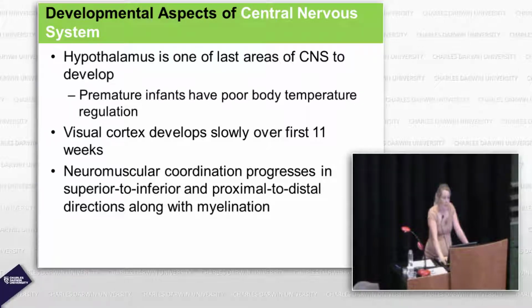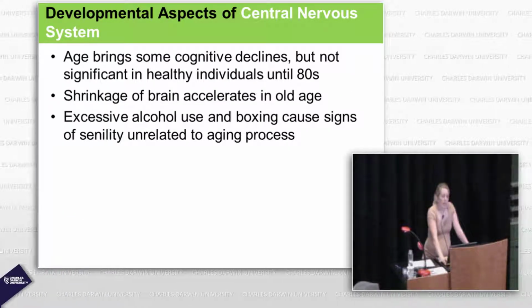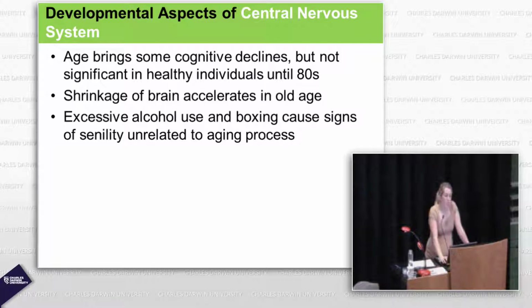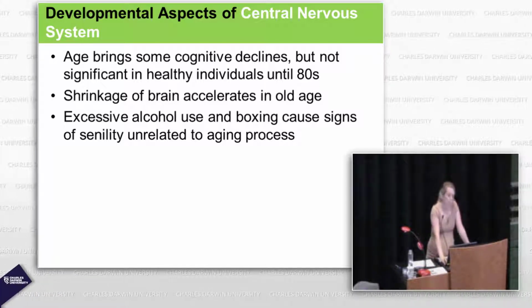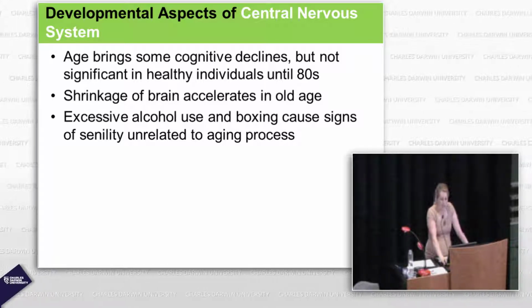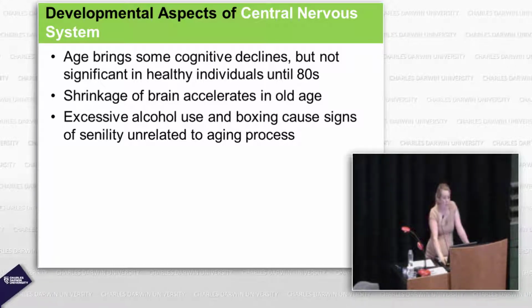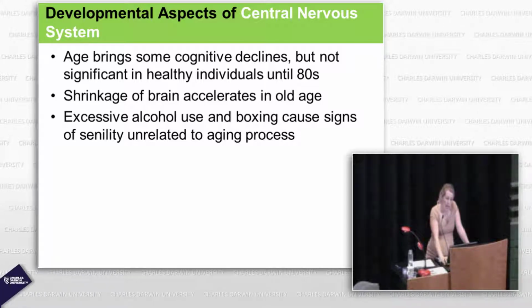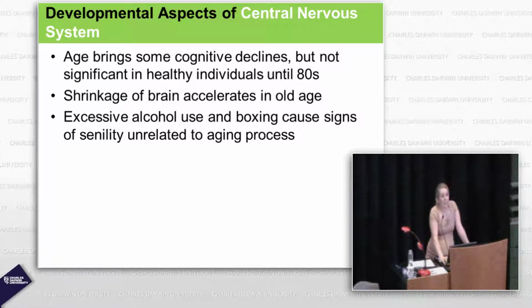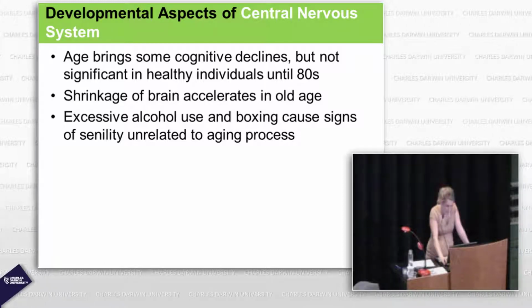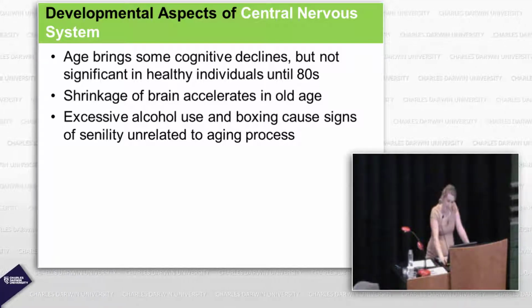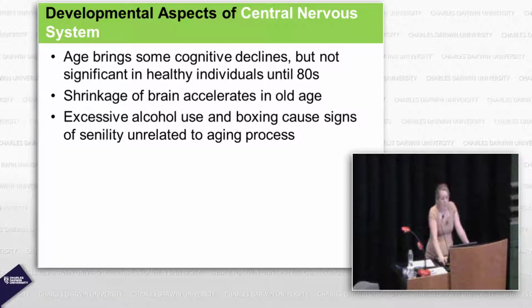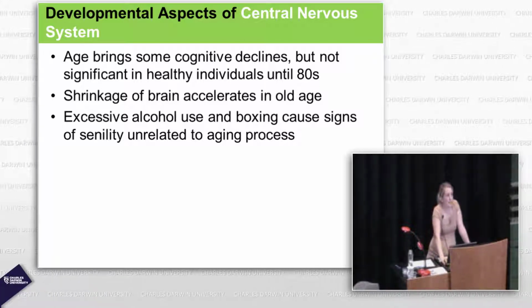Okay, some other developmental aspects of the central nervous system. This is obviously later. Age does cause some cognitive declines in the central nervous system, but this shouldn't be significant until the 80s. And the shrinkage of the brain accelerates as we get older. Interestingly, excessive alcohol use in boxing can cause signs of senility unrelated to the aging process. So this is, I guess, damage to the central nervous system that replicates the effects of aging, but is obviously not related.